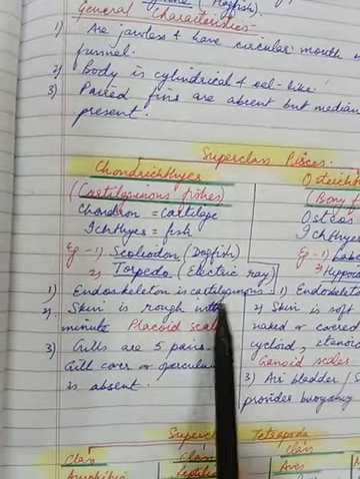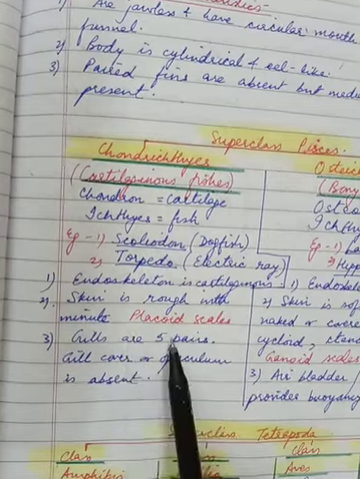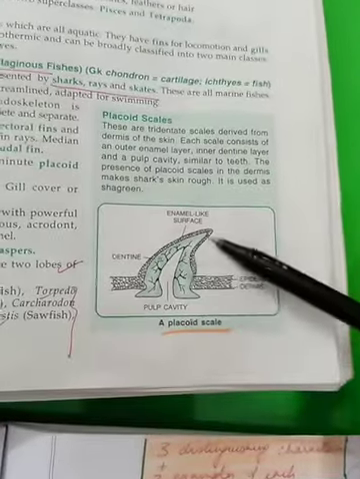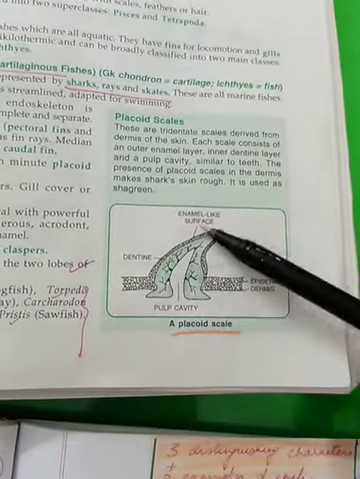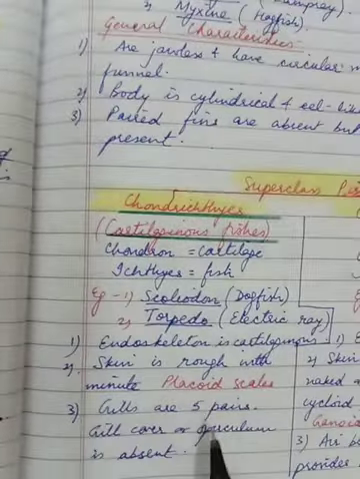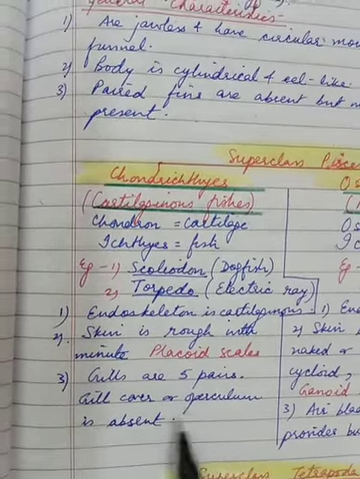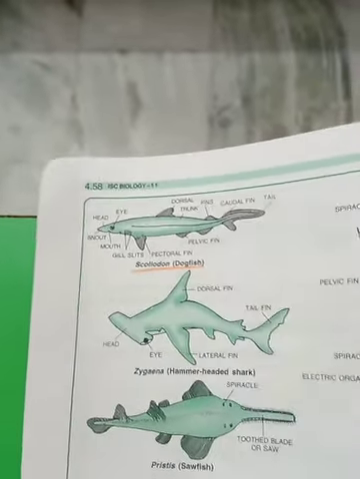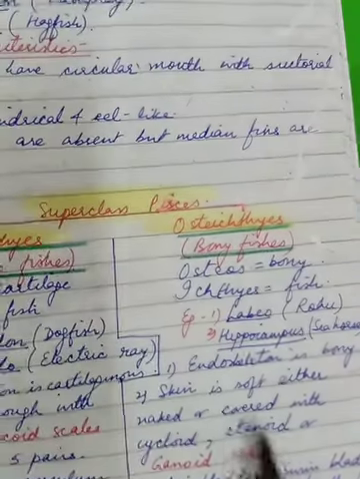So what are the characteristics, children? Endoskeleton is cartilaginous. The skin is rough with minute placoid scales. Placoid scales, they look like this. I must show you here in the diagram. Placoid scales, the details, you don't have to learn this diagram and all, but you just have to understand how there's an enamel-like surface and dentine, that means a hard substance present over the scale, that is on the epidermis. Then gills are 5 pairs and gill cover or operculum is absent. So here you can see in the diagram, gills can be seen, but there is no operculum or the bony cover.